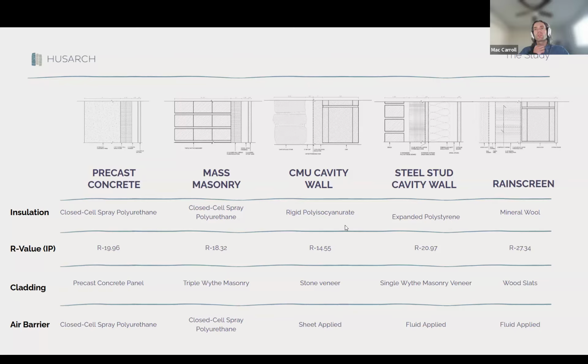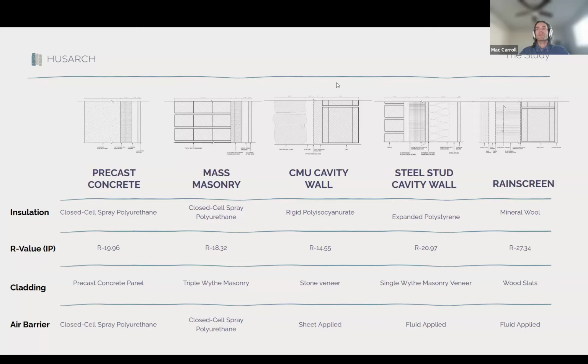The insulation that we're using is listed below. You've got the closed cell polyurethane on both the precast and mass masonry, some polyiso on the CMU, and then EPS and mineral wool on the steel stud and rain screen. And the R values we've got are pretty consistent with the code requirements for the Chicago area. The rain screen wall is a little bit higher because that project is not local. It's in a colder climate.